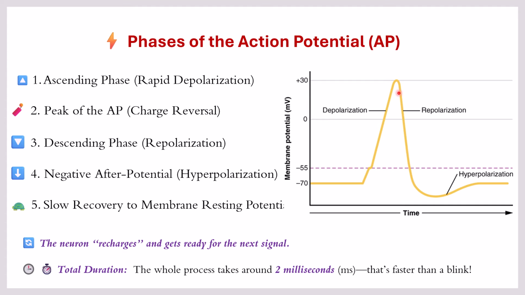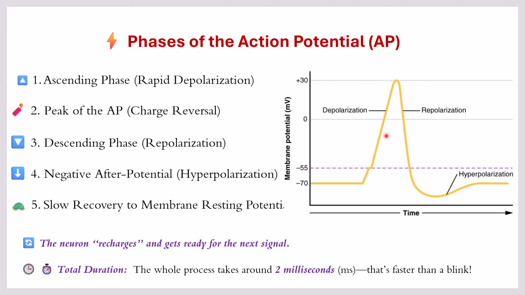It will now begin to fall, and we are coming here to the third phase, the descending phase, or repolarization. In this phase, we have other ions coming up. The potassium channels will open. The potassium ions will exit the cell. These positive ions will exit the cell, and the inside of the cell will become negative again.